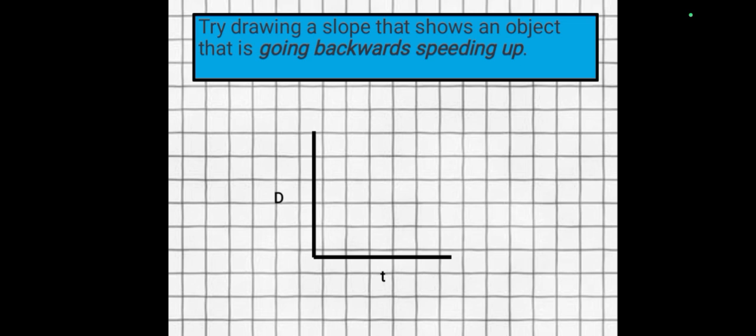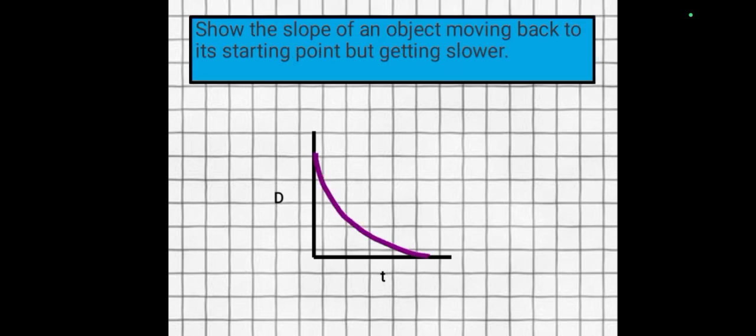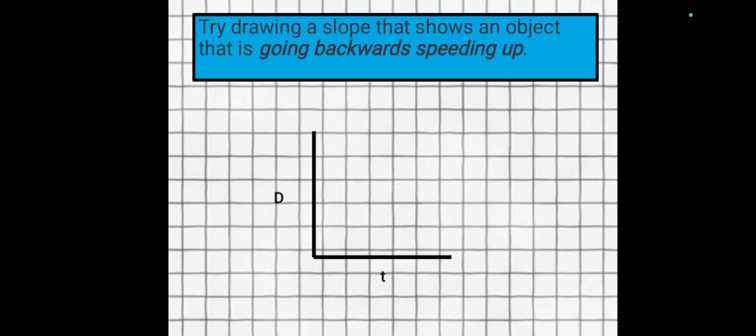Another, the slope of the object that is going back to its starting point, but speeding up. Okay, so take note. Earlier, we were asked to make the slope of an object going back to its starting point but getting slower. Here, we are asked to make a slope of an object that goes back to its starting point but speeds up. And you're correct. That is the slope of the object moving back to its starting point but speeding up, or accelerating.